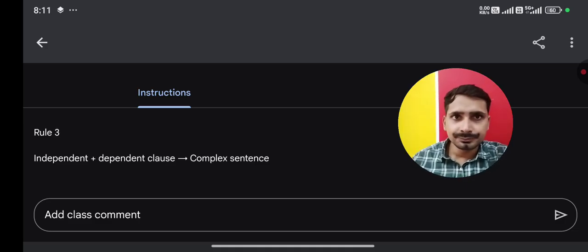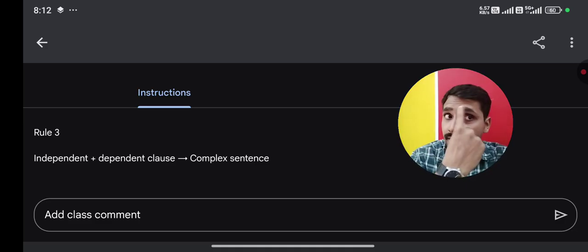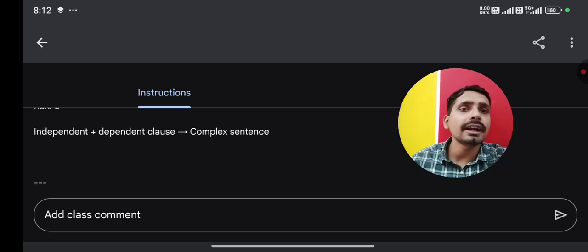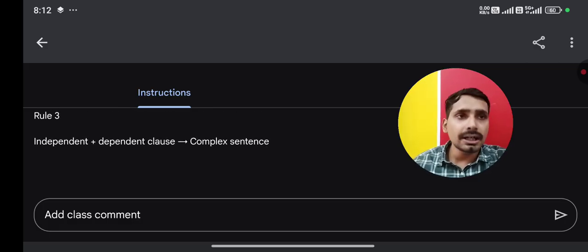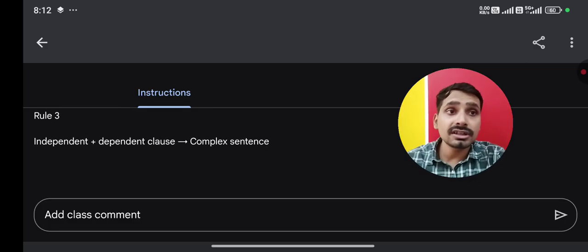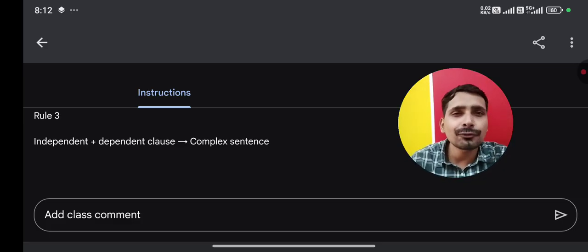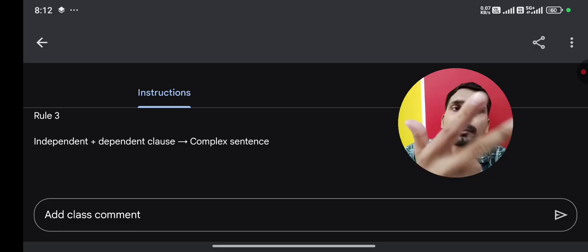Rule number three: if you have one independent clause and one dependent clause, understand it is a complex sentence. This is a way to identify. Okay, this is part 1 of this lecture, where we get to know how to identify which one is a simple sentence, which one is a complex sentence, which one is a compound sentence.